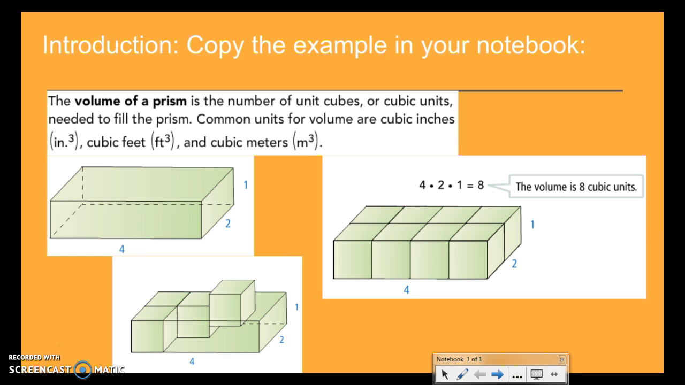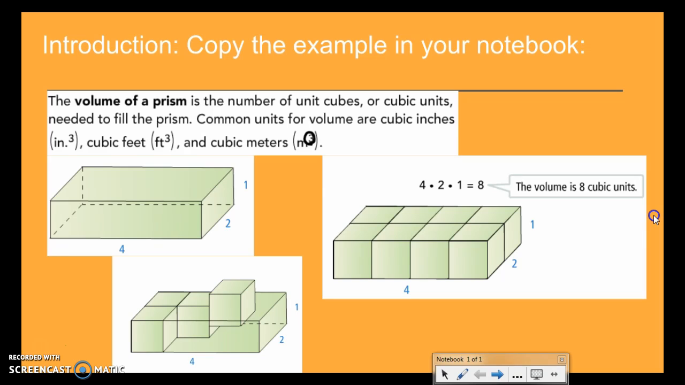So I want you to copy this into your notes. This is just a couple of important things that we need to remember when we're finding volume. The volume of a prism is the number of unit cubes or cubic units needed to fill the prism. The common units for volume are cubic inches, or inches to the third power, inches cubed, cubic feet, and cubic meters.